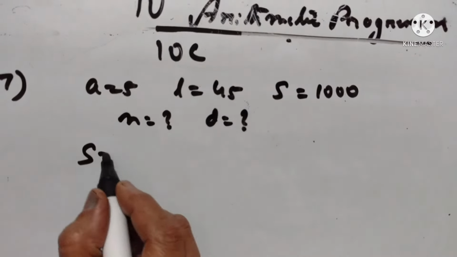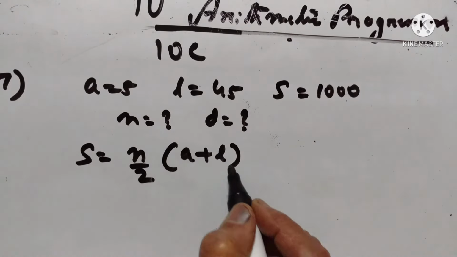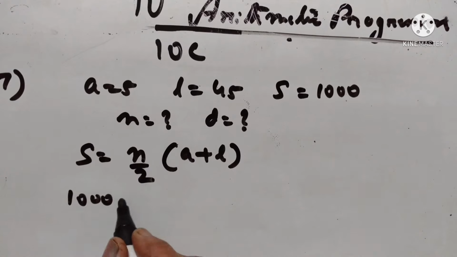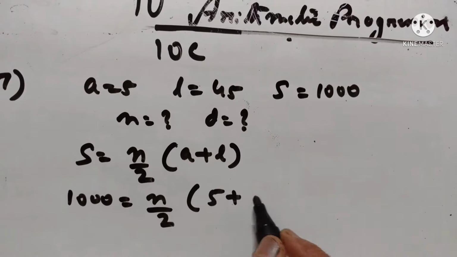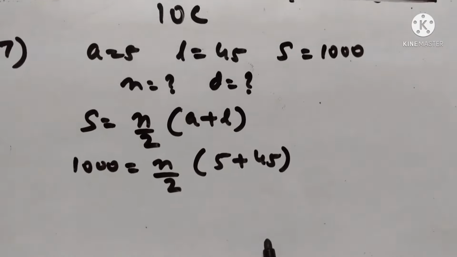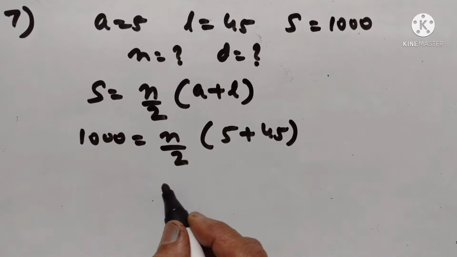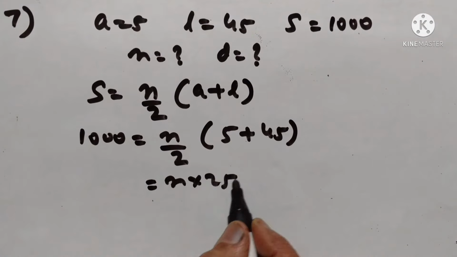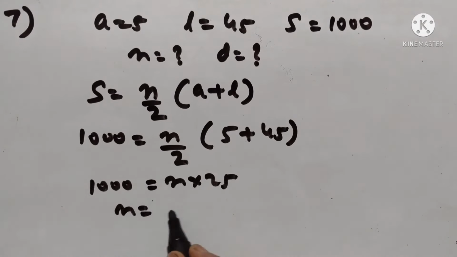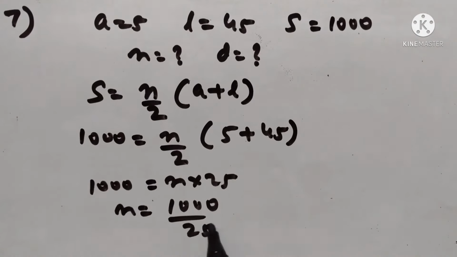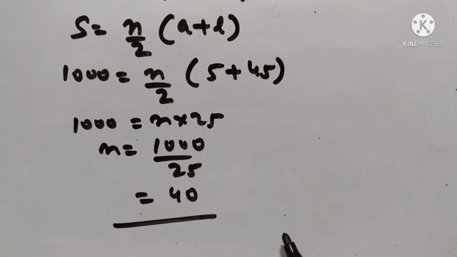Now S is equal to N upon 2 into (A plus L). S is equal to 1000. N we have to find. A is 5, L is equal to 45. This is 50. 50 upon 2 is equal to 25. N into 25 is equal to 1000. N is equal to 1000 divided by 25, is equal to 40. Number of terms is equal to 40.